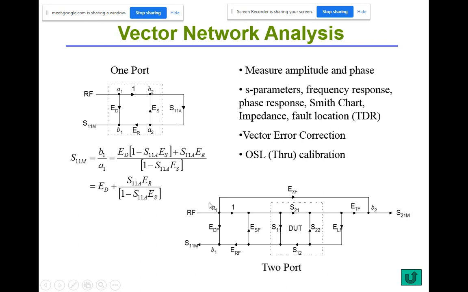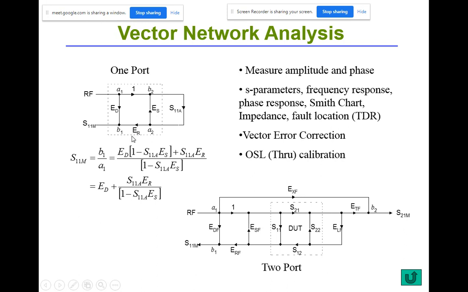But if you have a two port device, with port 1 and port 2, you want to measure S11A, S21A, S22A, and S12A. In that case, you need to do one more calibration, which is the through calibration. So what is the meaning of calibration? Calibration means the process to find the values of ED, ES, and ER.